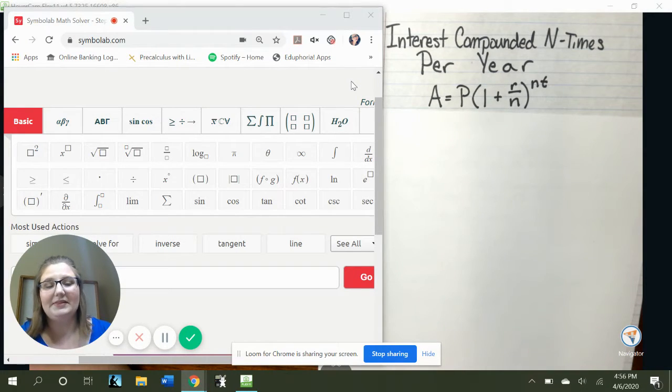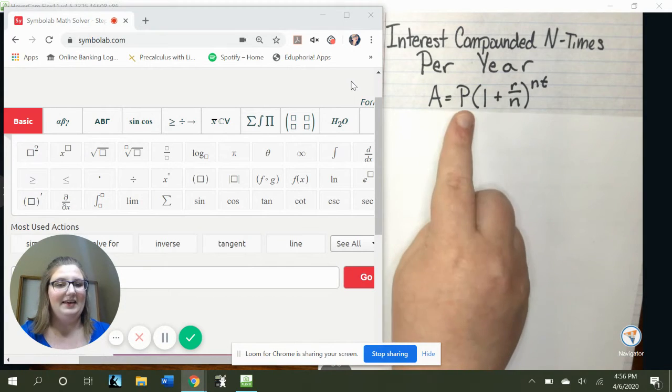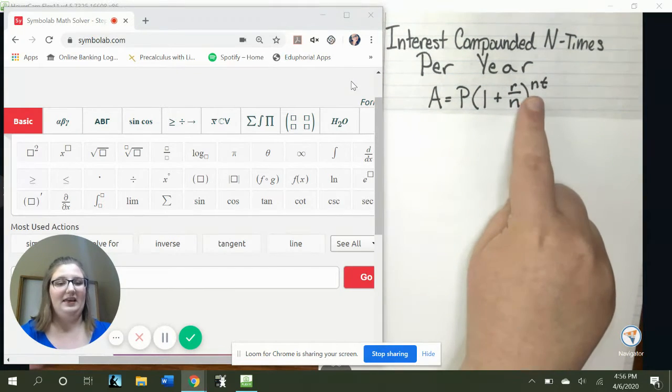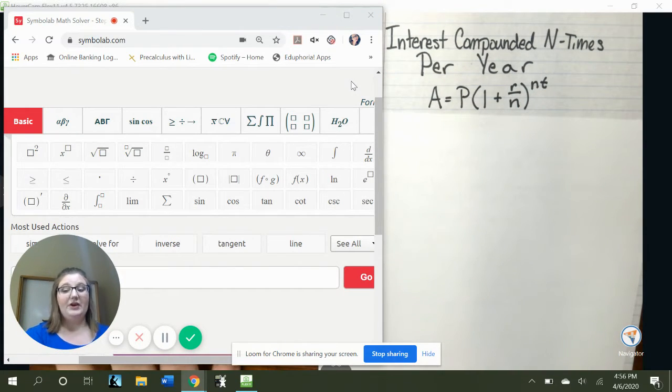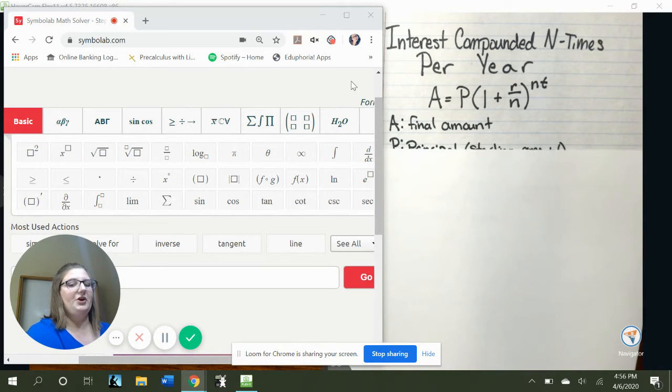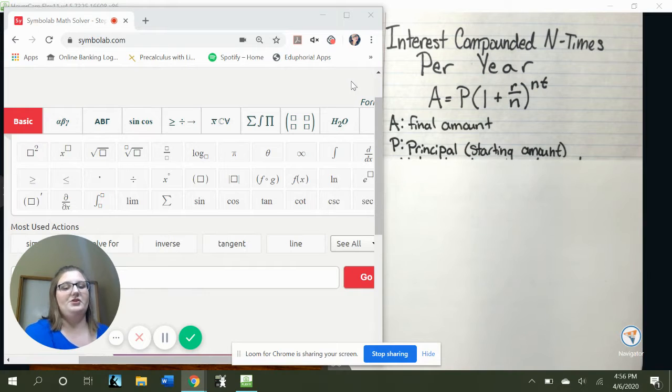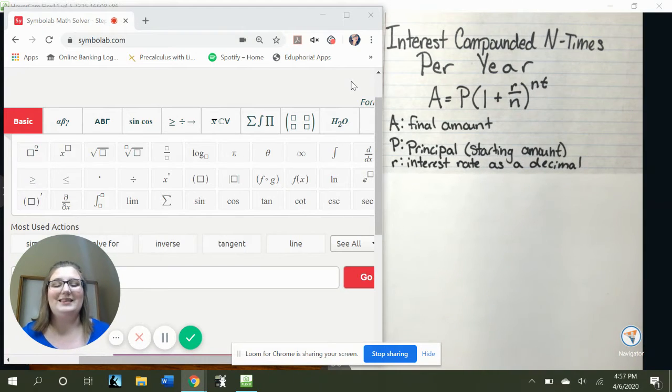So we have a formula that we use for this, and that formula is A equals P times (1 plus r over n) to the power of n times t. And a lot of these variables are the same as what we had from the other formula. Starting with A, it is still the final amount of money, that final total that we're looking for. P is still the principal or the starting amount of money. So whether you're investing or borrowing money, that's that very first amount of money that you have. So that's P. And then r is the interest rate.